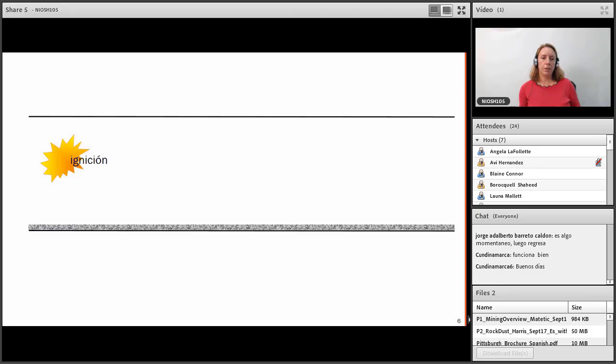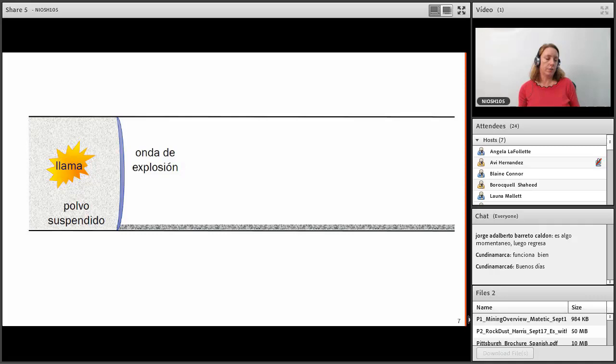If there is an ignition, and this can be from bits striking on rock, or welding, it creates a shock wave or pressure front. This pressure wave or shock wave will lift the dust off of all surfaces.